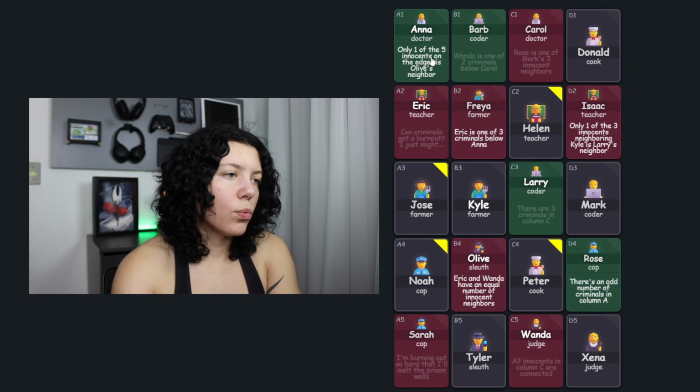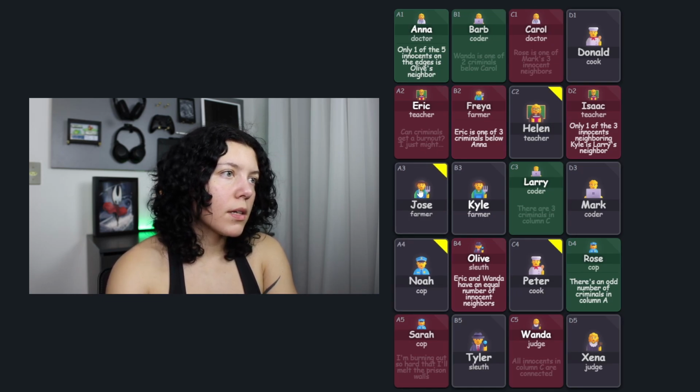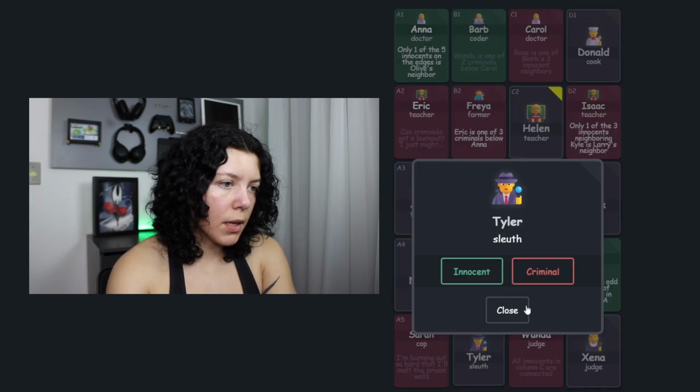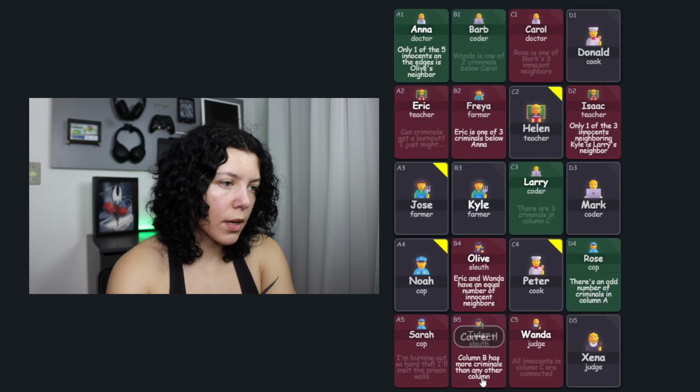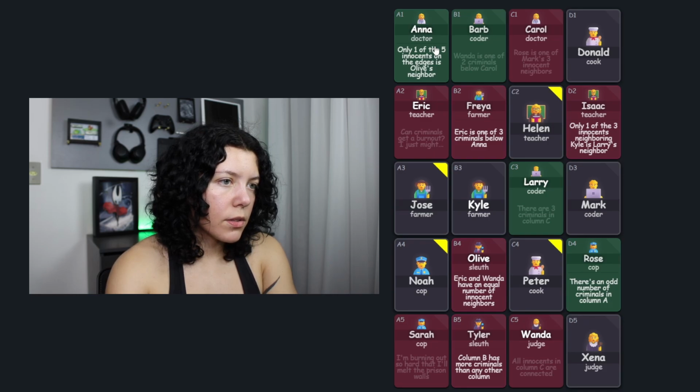What do we know? There's 1, 2, 3, 4 innocents on the edges. But only one of the 5 innocents on the edges is Olive's neighbor, and that neighbor is either Jose or Noah. So Tyler has to be a criminal too, because all of them neighbor Olive, but only one can be an innocent. So Tyler is a criminal. But we're gonna leave this clue here because of the 5 innocents on the edges part.